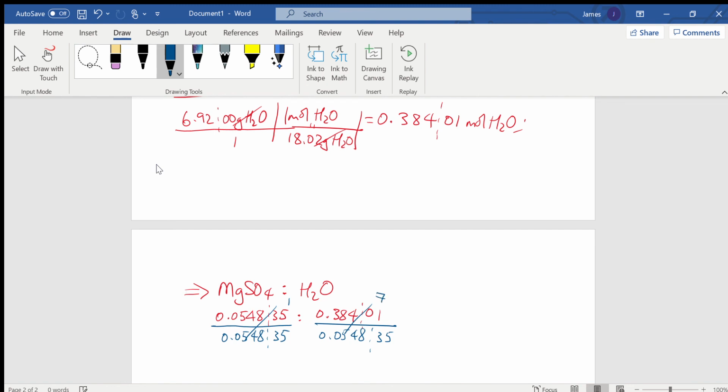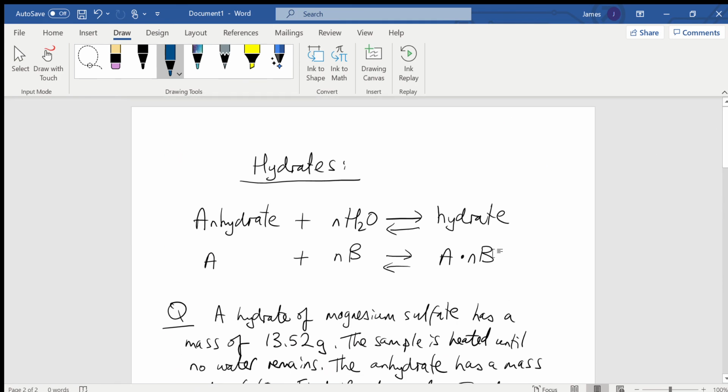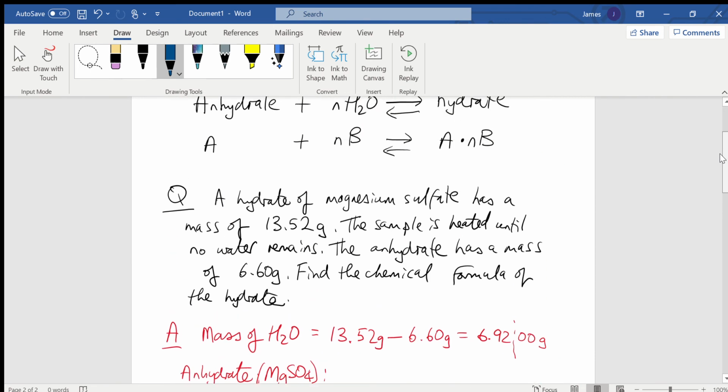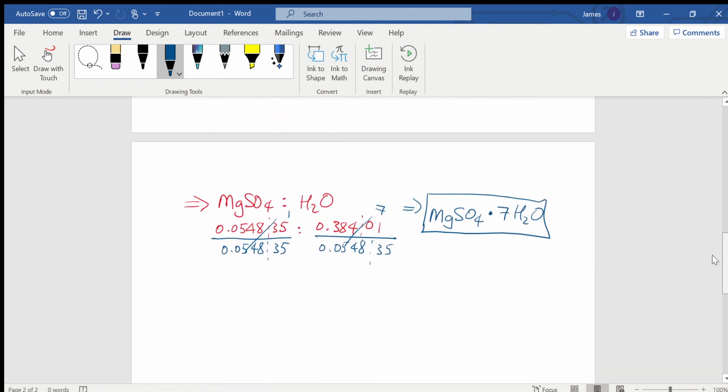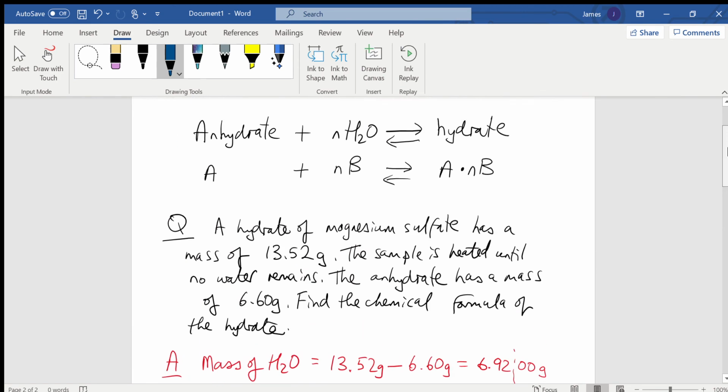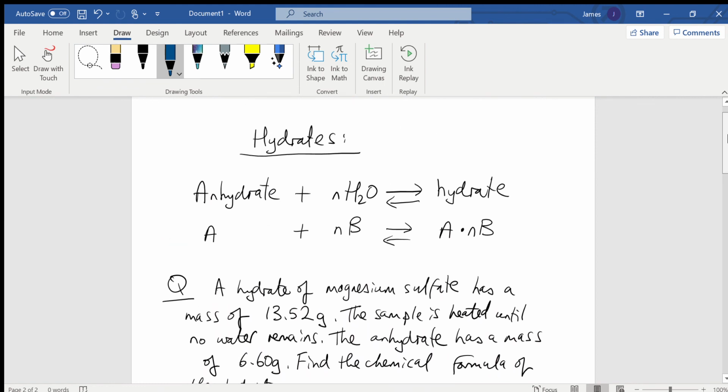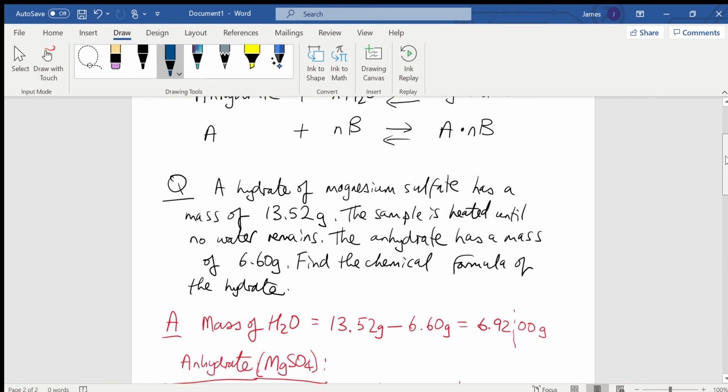Remember, we need whole number integers. So this implies MgSO4, there's that dot, 7 H2O. So that's our hydrate. It's got that characteristic dot that we alluded to earlier on. Okay, have we answered the question? Find the chemical formula. Yes, we have found the chemical formula. So for my students, I'll post a worksheet with a gajillion examples of this, but essentially they're just replications of this question with different numbers. So that is hydrates.